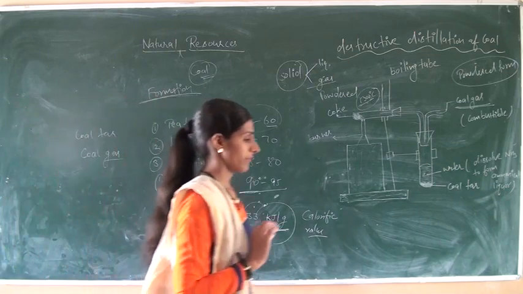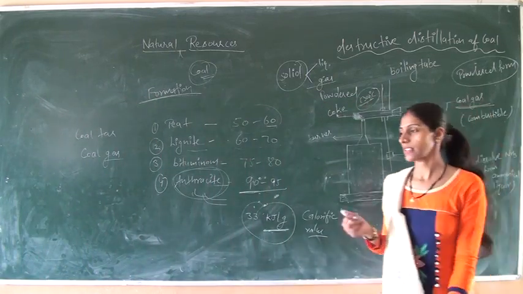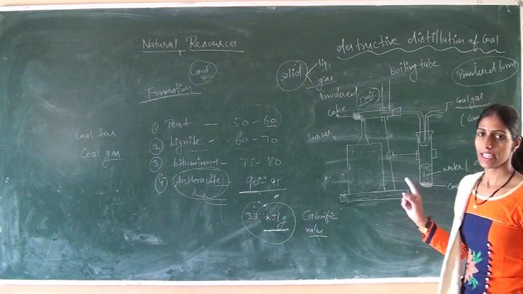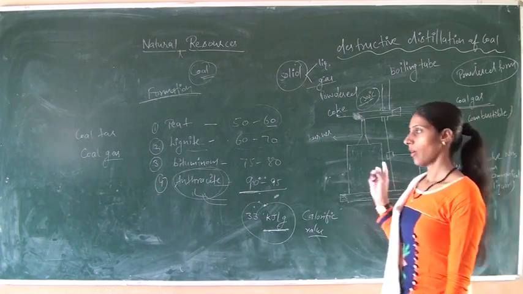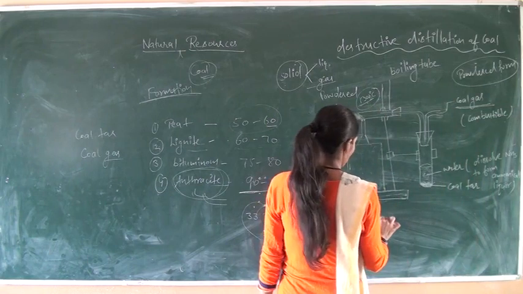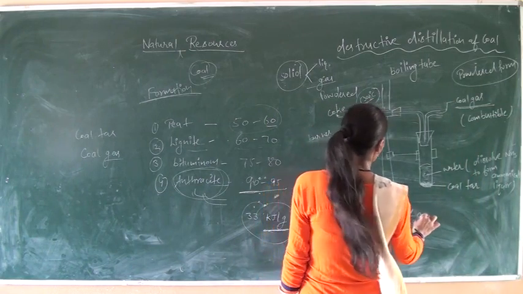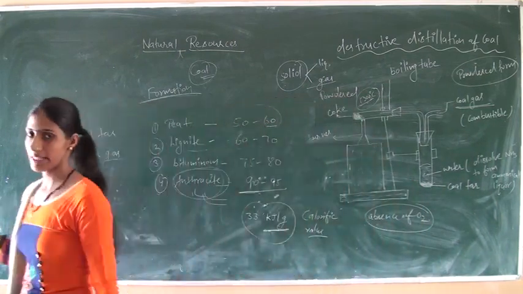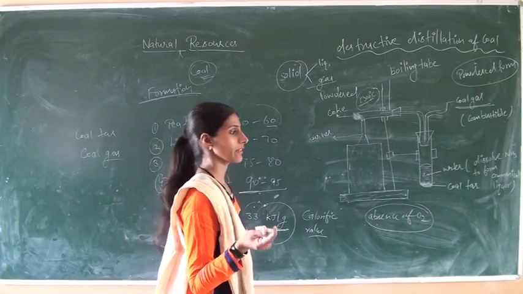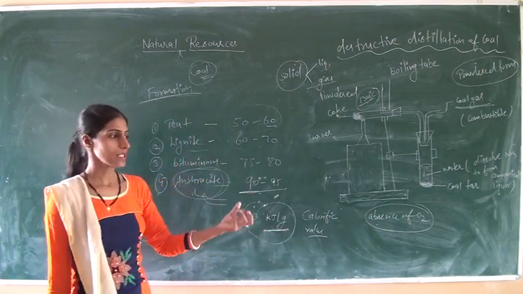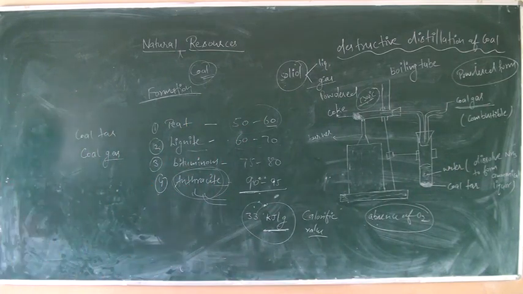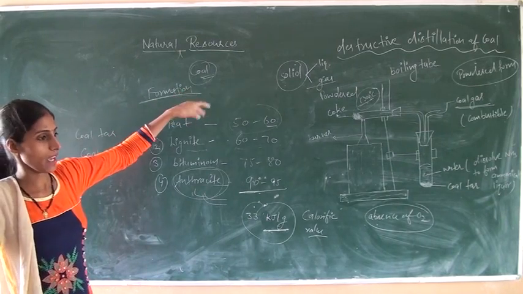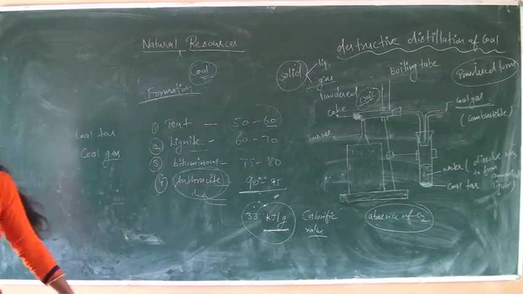In this method, when we heat the given substance, no oxygen is supplied. This process takes place in the absence of oxygen. We do not provide any oxygen because oxygen is given to substances for the combustion process to take place. Coal mainly contains many elements: carbon, nitrogen, oxygen, etc.